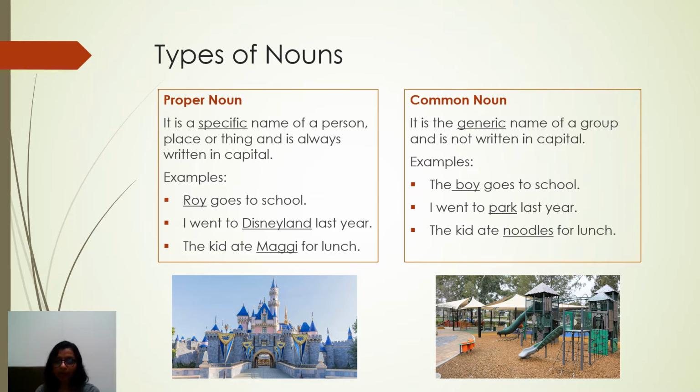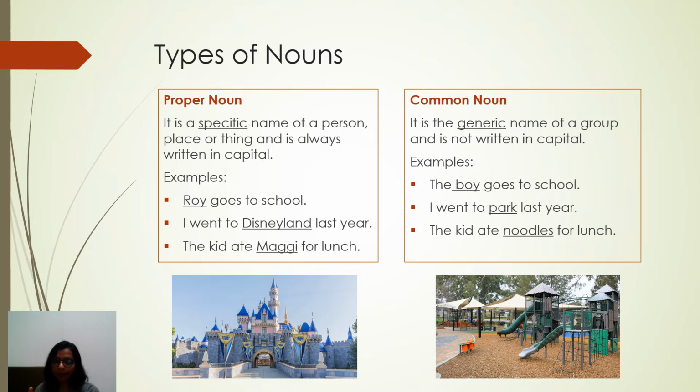For example, if I go by the contrast in each of these boxes, so if you see, I've changed Roy to the boy goes to school. Now, boy is the generic name. It can be anybody. It can be Ron or say Tom or whomsoever. I'm not referring to a particular person. I'm rather referring to a group. A group as in I picked one out of that group, and that's what I'm saying here.